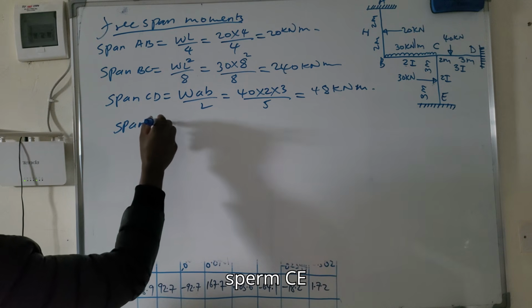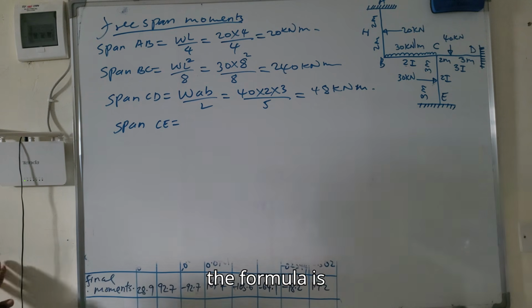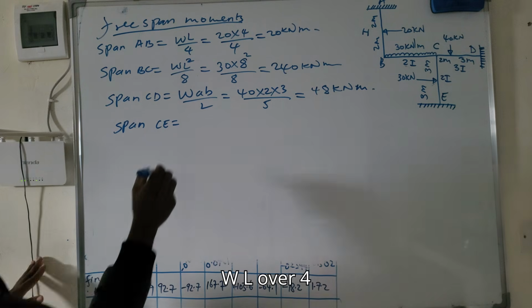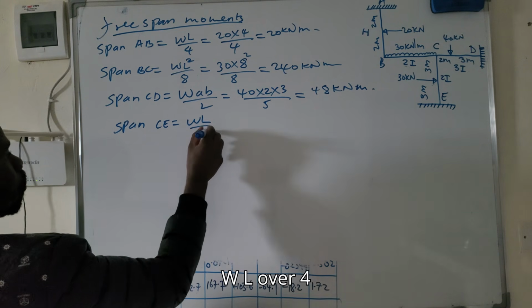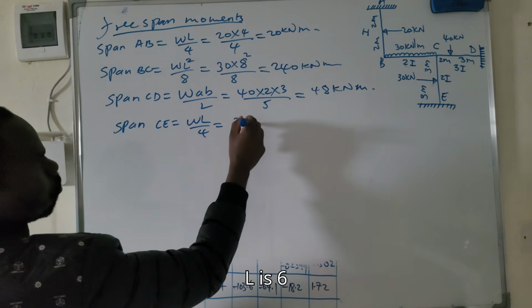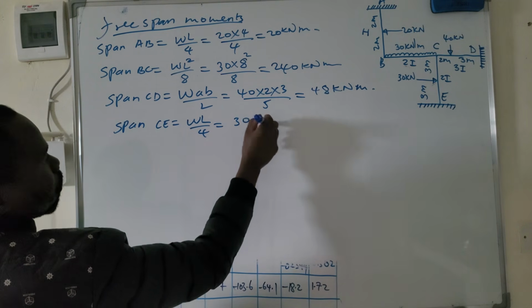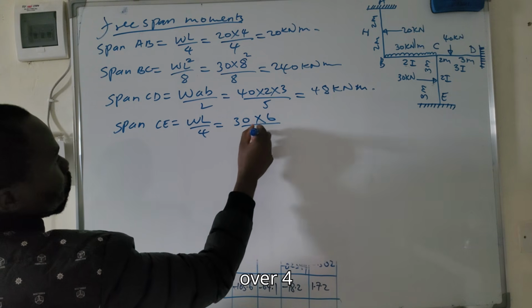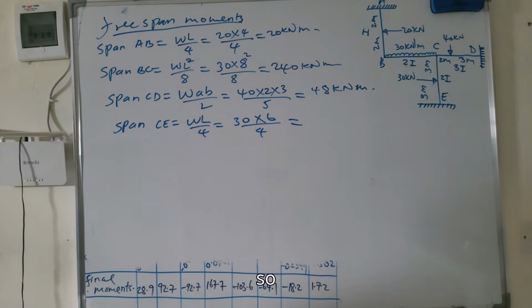Span CE, the formula is WL over 4. So the W is 30, the L is 6, over 4. So the answer is 45.